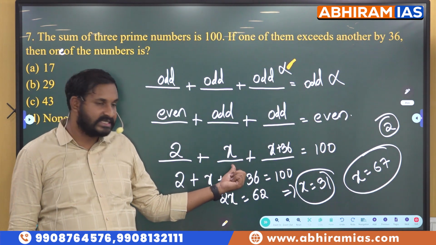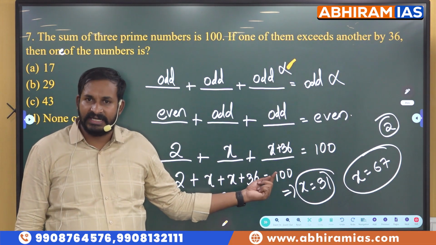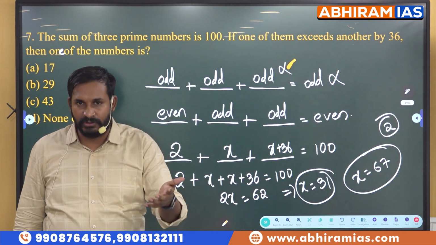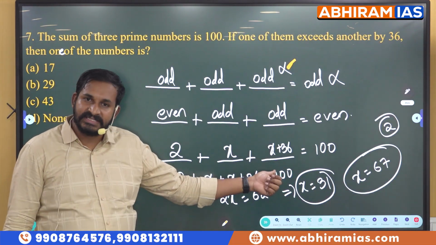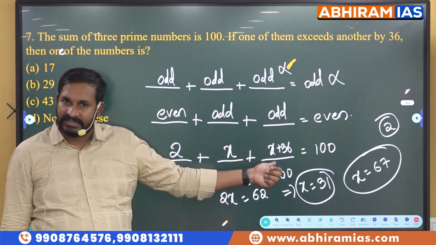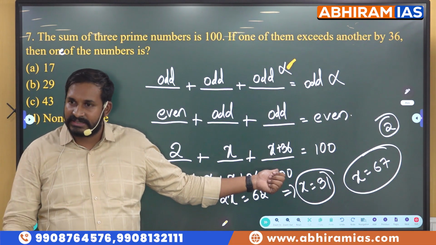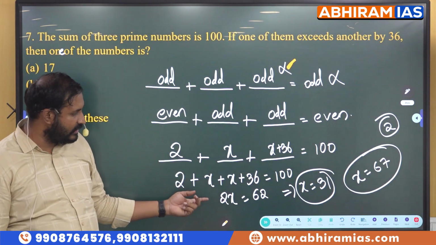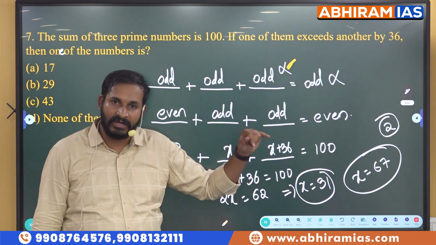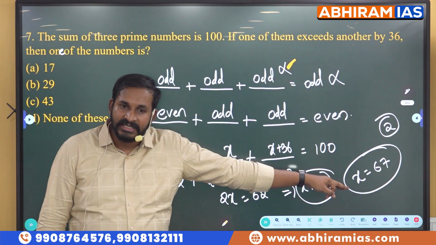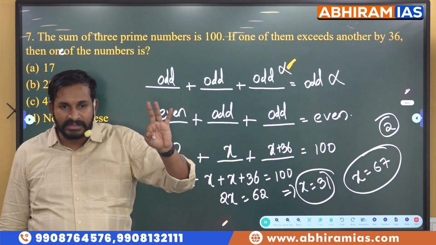If I take one as x, the other will be x plus 36 or x minus 36. It is up to you. You can take either of these two, and you will get the same answer. So when I took that x value, I got 31. So one prime number is 31, one is 2, and the other obviously becomes 67. All 3 are prime numbers for us.